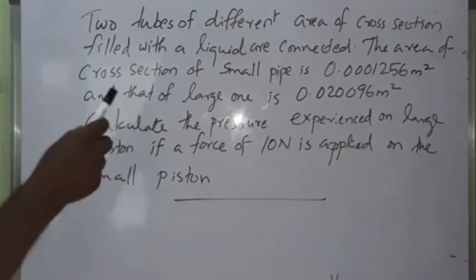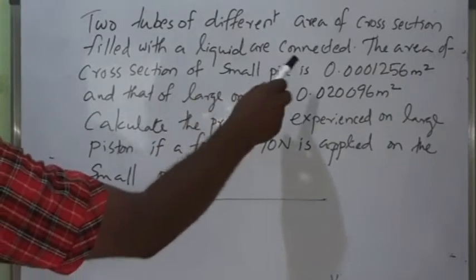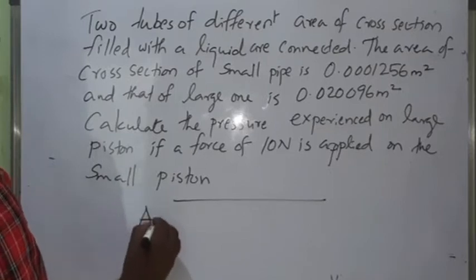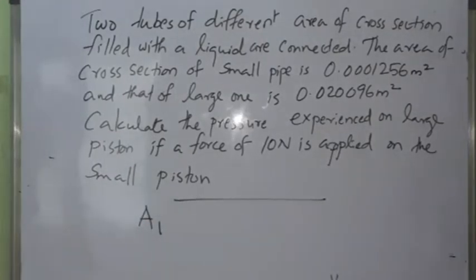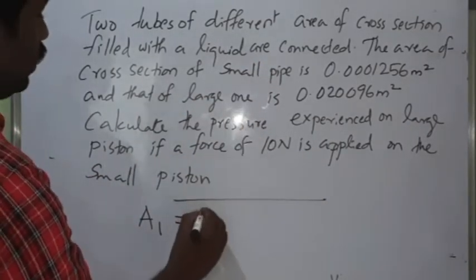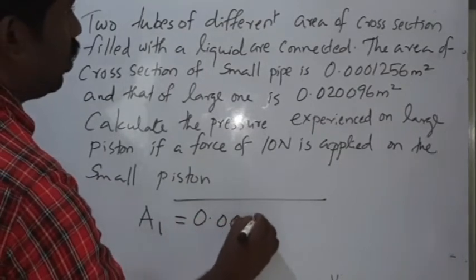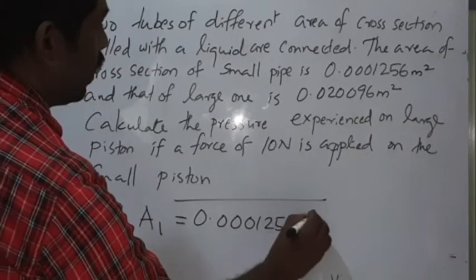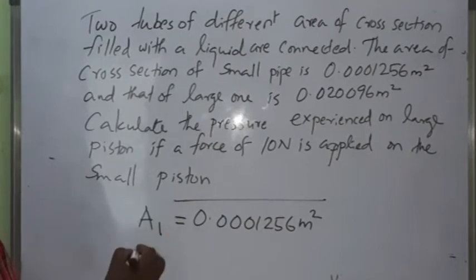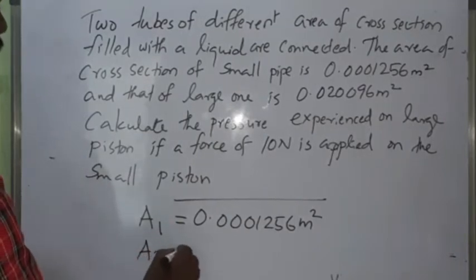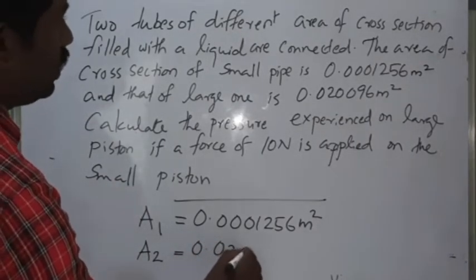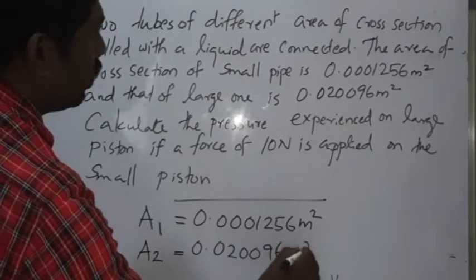Okay, first write down the given data. The area of cross section of the small pipe, that is A1. The small pipe is taken as the first one. So A1 is equal to 0.000126 meter square. Then the area of the large pipe, that is the second pipe. So the area is A2. Area of cross section of the second pipe is equal to 0.020096 meter square.